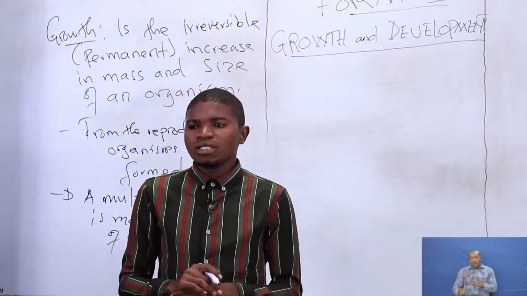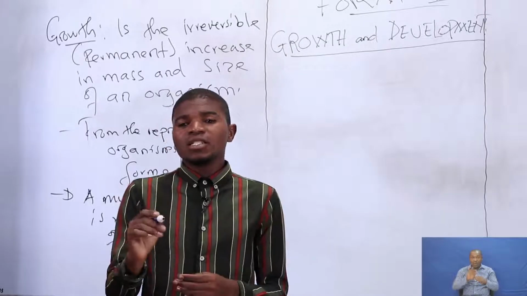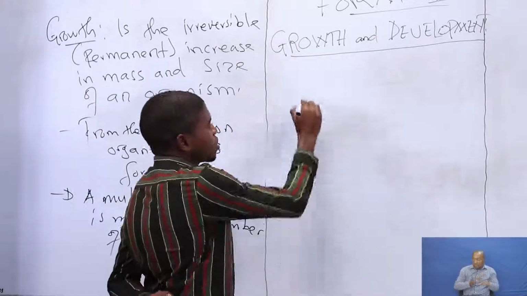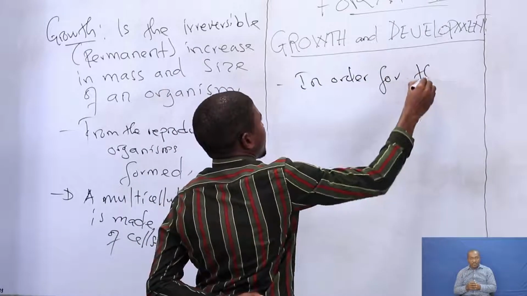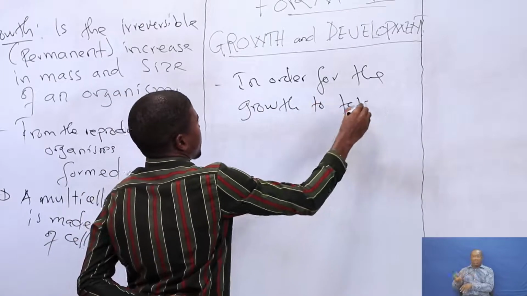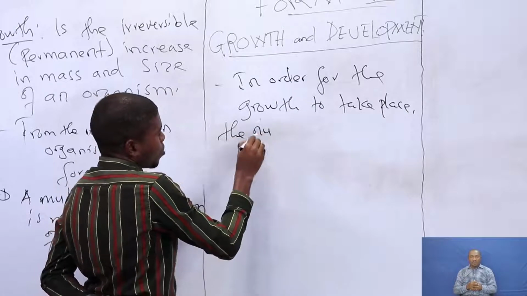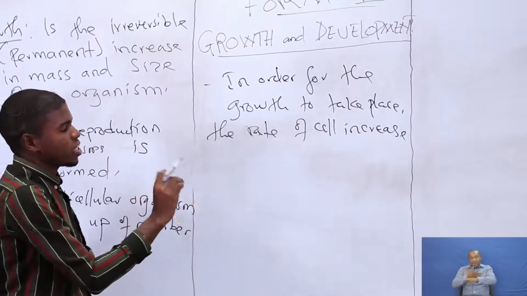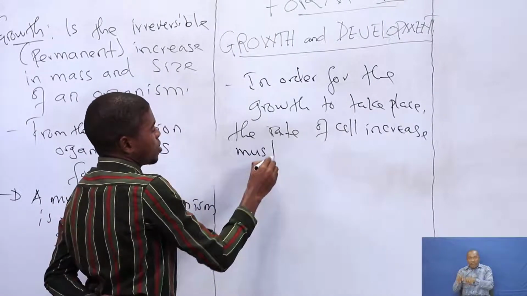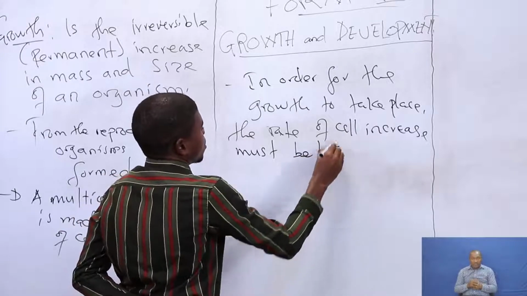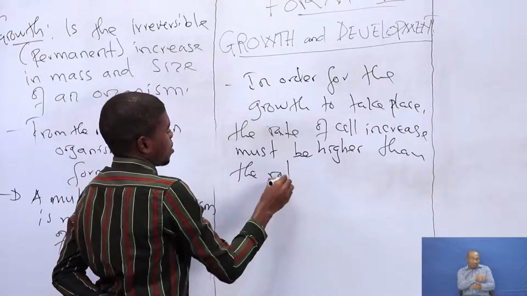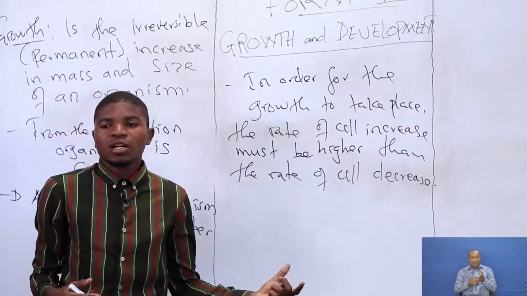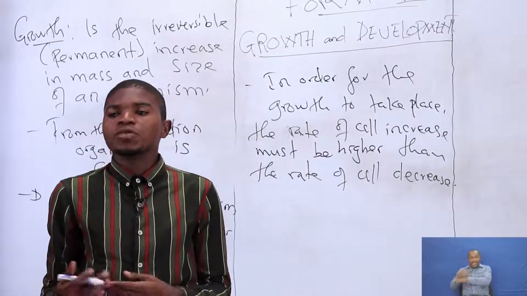But for growth to occur, the rate of cell increase must exceed the rate of cell decrease. In order for growth to take place, the rate of cell increase, I mean those new cells being produced, must be higher than the rate of cell decrease. Which means in order for growth to take place, the number of new cells being formed must exceed the number of cells which are killed.